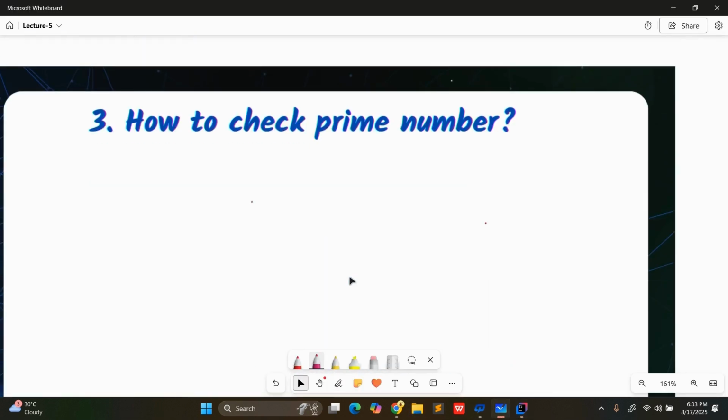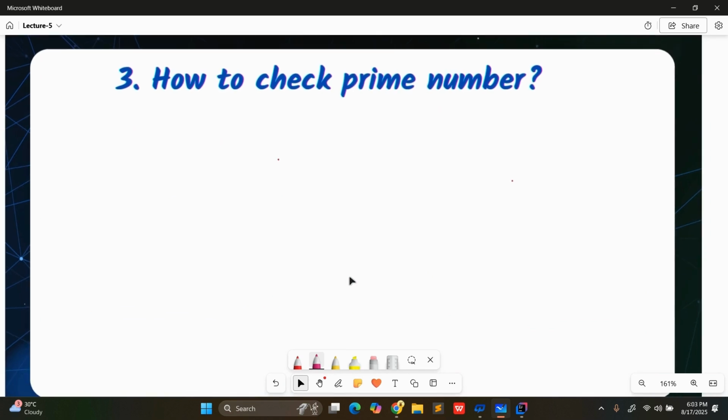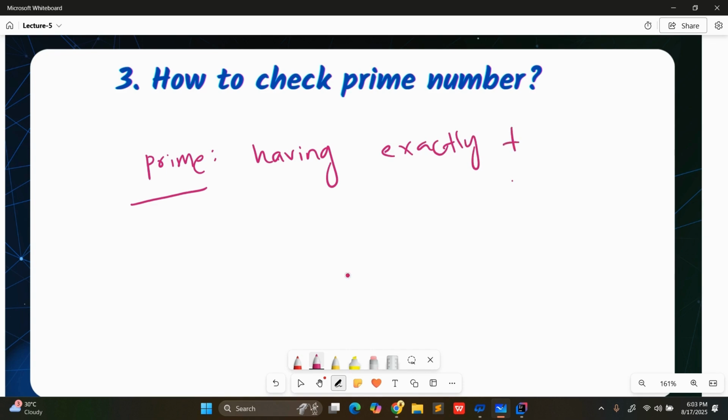Let's move to how to check whether a number is a prime number or not. What is the definition of a prime number? The definition of a prime number is having exactly two factors. What are the two factors? The first one is 1 and the second one is the number itself, that is n. So there are only two possible factors.